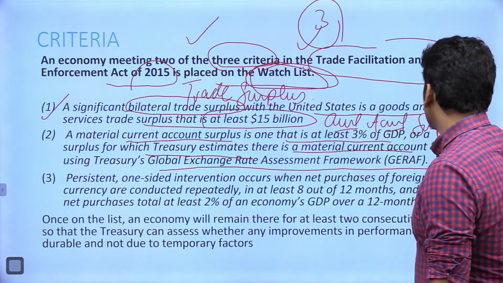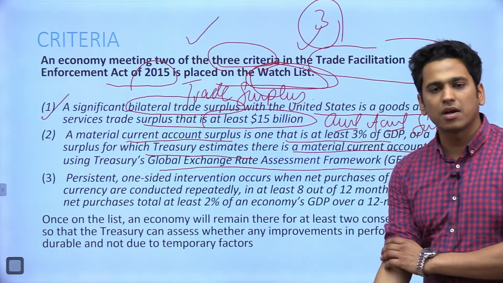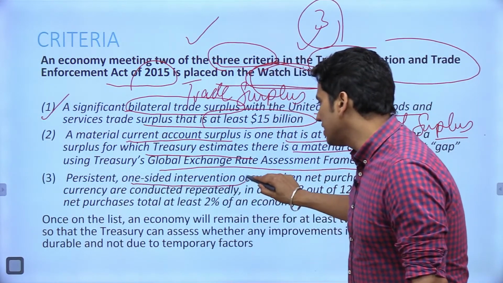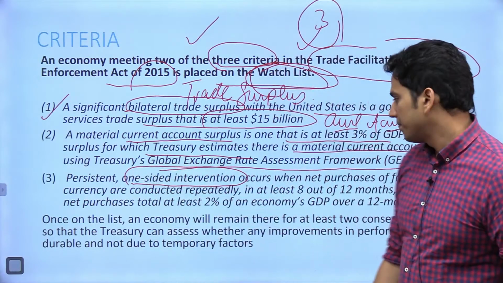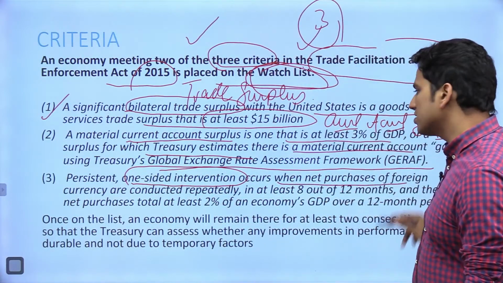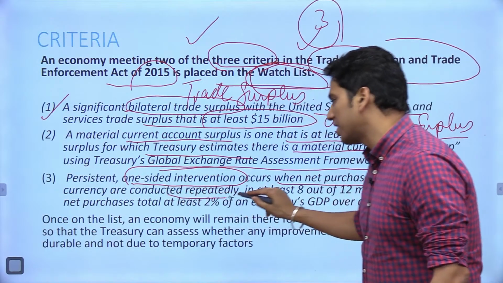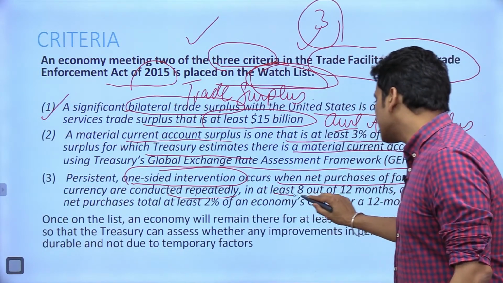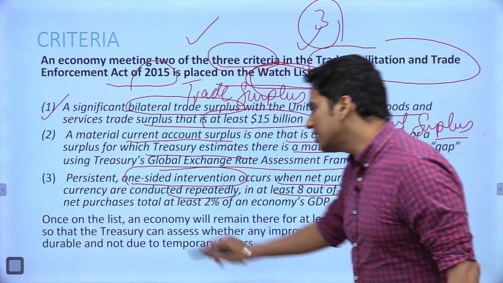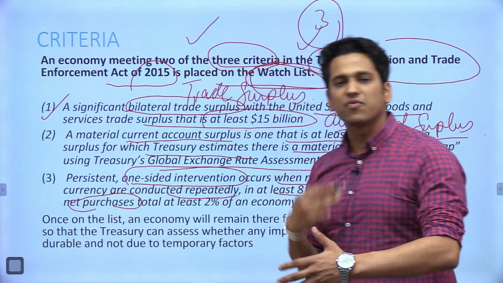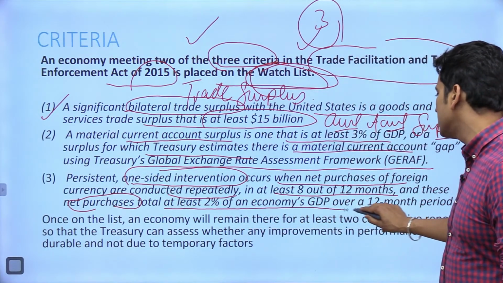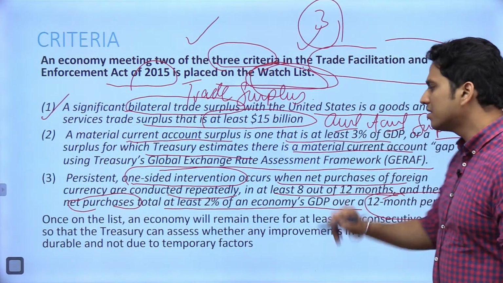First thing is trade surplus and second thing is current account surplus. Now third is one-sided intervention. This is very, very important. It occurs when net purchases of foreign currency are conducted repeatedly, that is, to try to influence the exchange rate, in at least 8 out of 12 months, and these net purchases of foreign currency total at least 2% of an economy's GDP over a 12-month period.